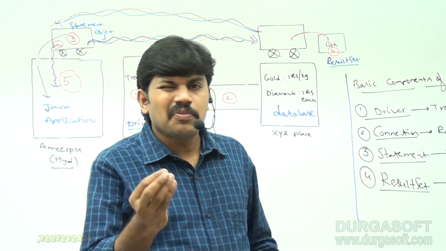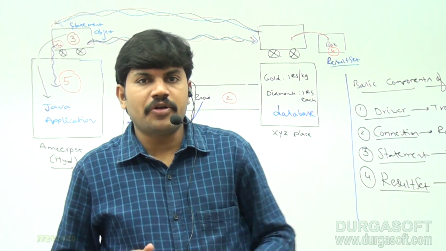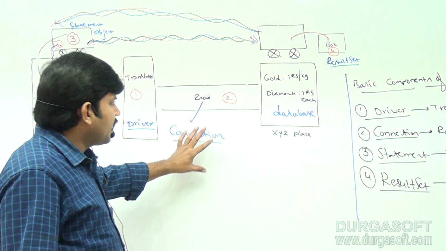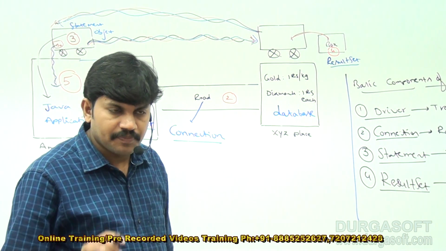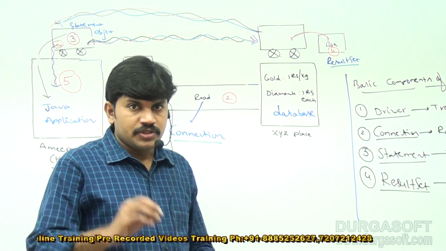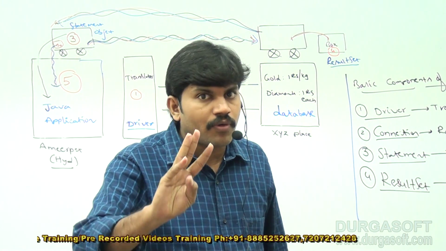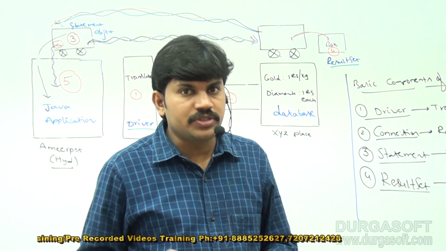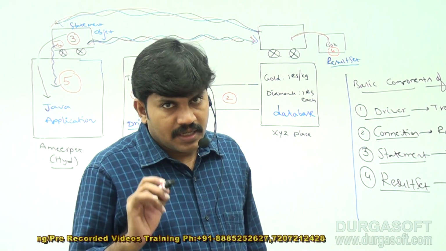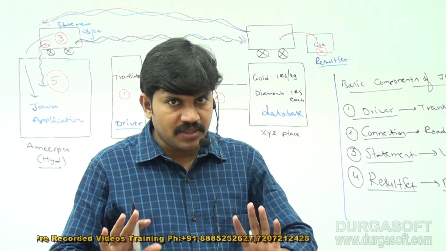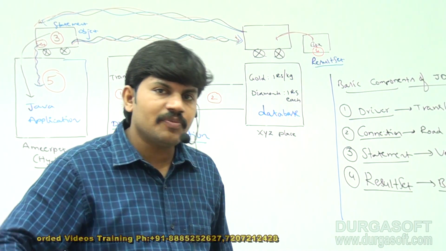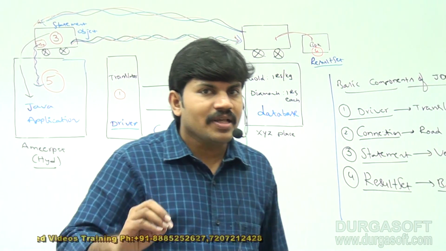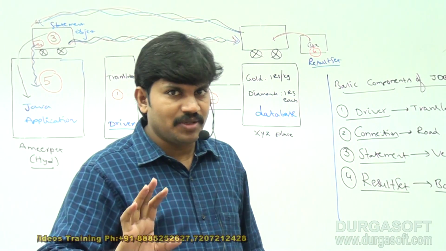What is the simple JDBC terminology I want to introduce? For that, I took a small layman example: how to bring gold and diamonds from XYZ place. From this example, I introduced four important words related to JDBC: driver, connection, statement, result set. Is that clear, right?